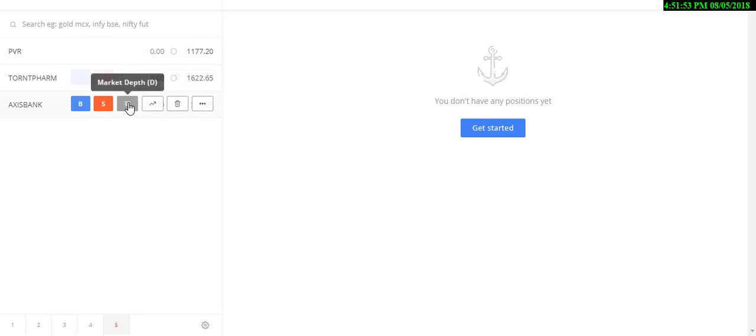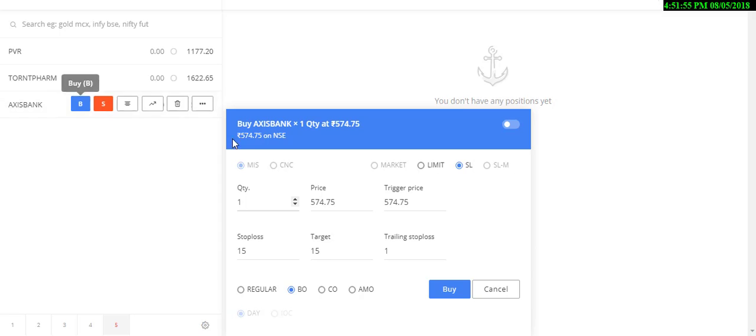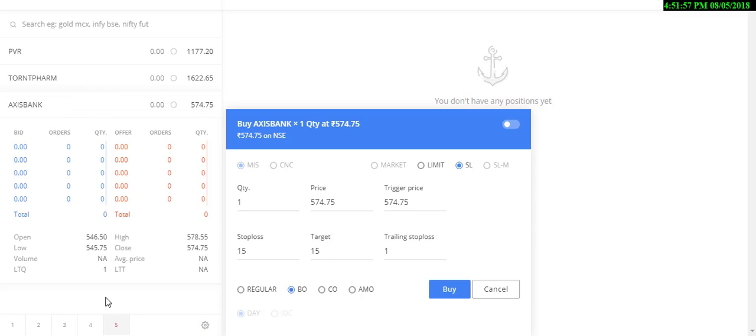And Torrent Pharma or Axis Bank. Let's see the day high of Axis Bank, and it is around 578.55. Here I would like to place 50 quantities, 50 shares, at 578.6, and the trigger price 578.6. The stop loss would be around 5 points and the target would be around, it's up to you, it might be 3 points, it might be 4 points. And the trailing stop loss is 1 or 2, it depends upon you.